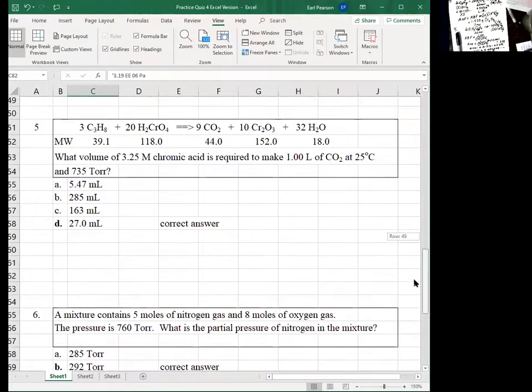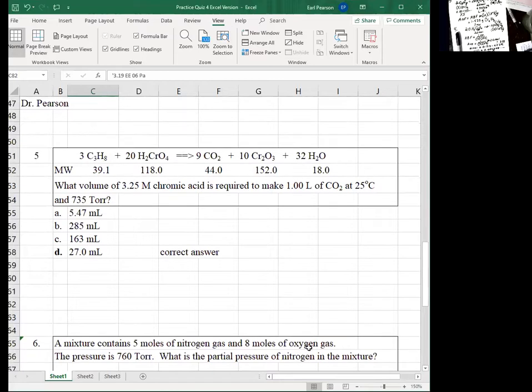Now we've got another equation to do, and this time it's also a solution stoichiometry problem. After all, that is what we're supposed to be doing in this unit. So it's solution stoichiometry. And it says what volume of 3.25 molar chromic acid is required to make 1 liter of CO2 gas. So we're going to do solution stoichiometry and we're going to do gas stoichiometry.